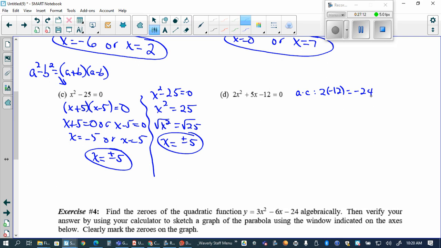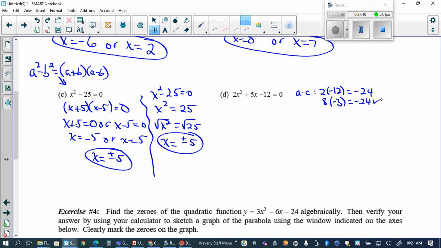I think it's 6 times negative 6... times 4? No, 6 and 4 only has a difference of 2. So maybe some other numbers that multiply to 24. 8 and negative 3. Let's check it. 8 times negative 3, does that give us negative 24?